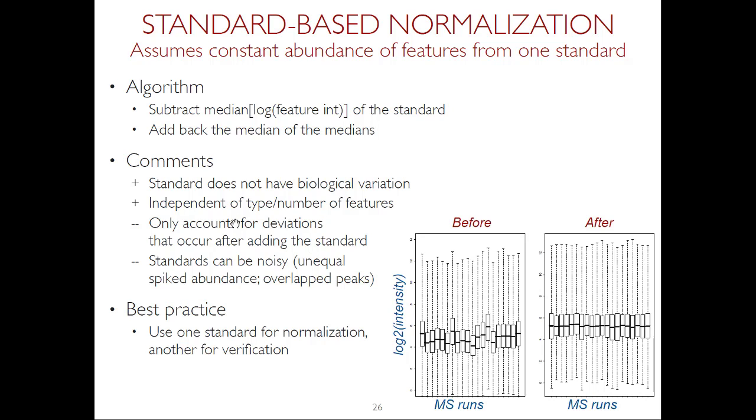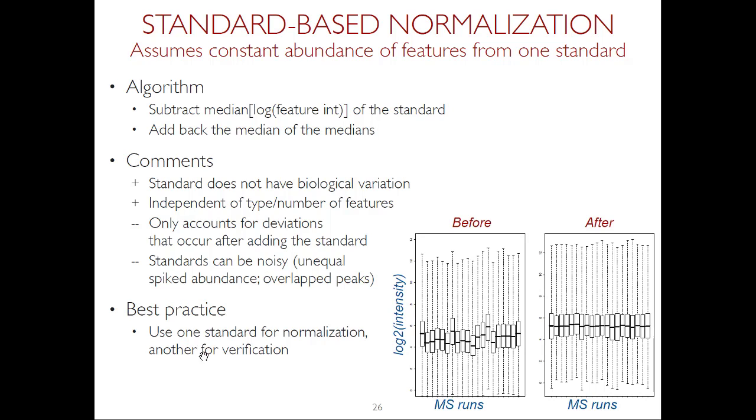But it's bad because it only accounts for artifacts which happen after the standard was spiked. If there's some difference in how the samples were stored before or handled, we will not be able to correct for that. And standards can be noisy. So if we have peak overlaps or some other issues, and we try to normalize with respect to something noisy, we can do worse rather than better.